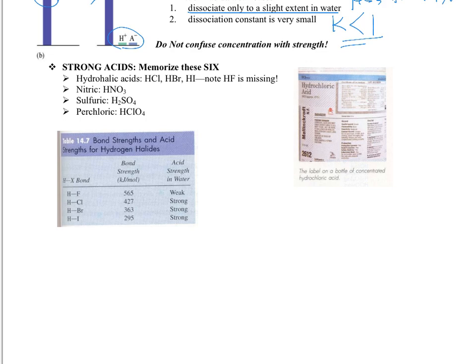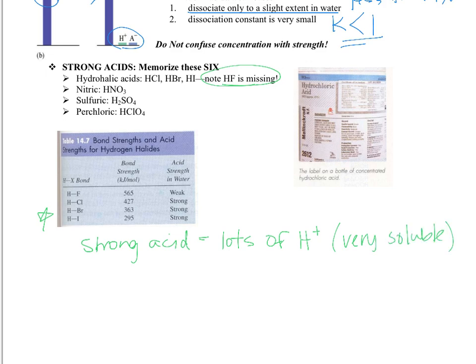Notice on here, though, that HF is not included. That's important to recognize. The reason that HF is not included, if you look at this table right down at the bottom, has to do with the bond strength. Remember, to make a strong acid, we need lots of dissociation, so lots of H plus ions free moving around, which technically means very soluble is the best way to think about it. It's not really a Ksp, it's not a solid, but it's always going to be lots of ions.